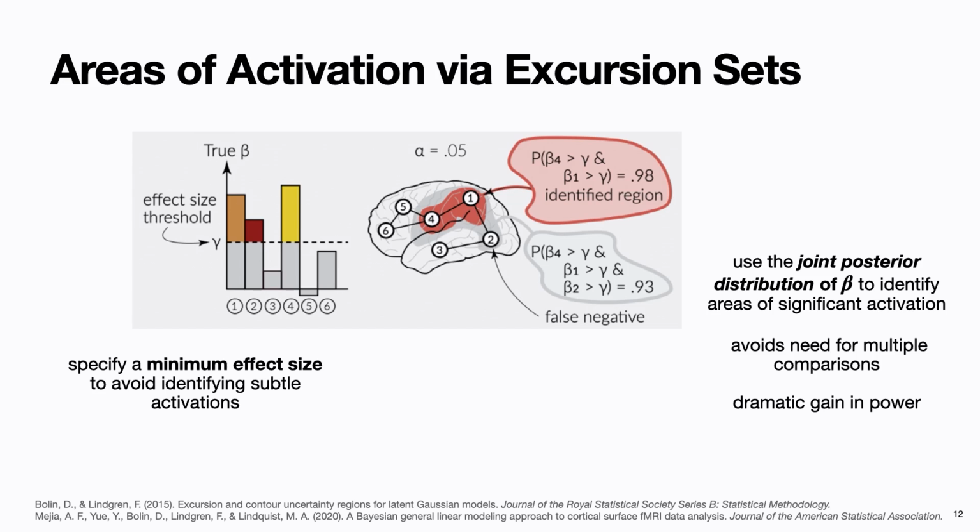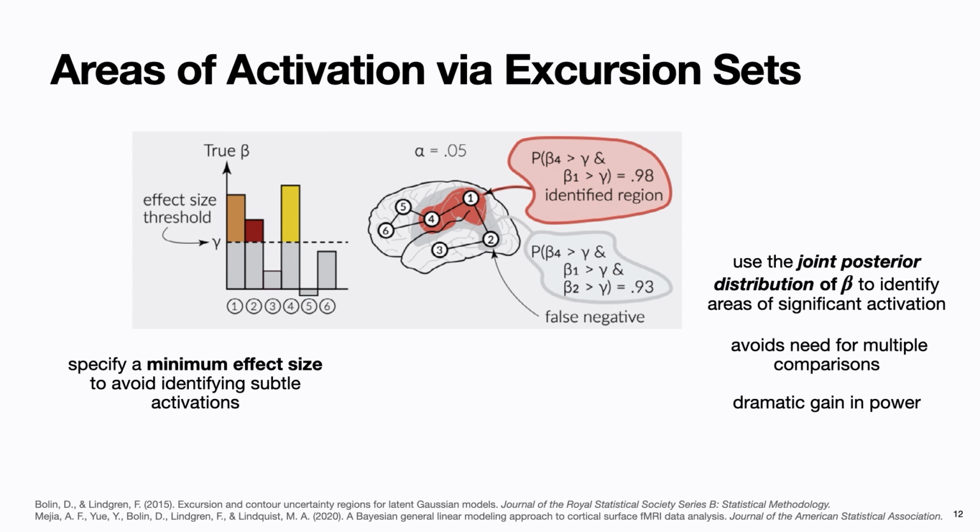One of the things that we've done in our paper is to identify areas of activation through the joint posterior distribution via an excursion set approach. And this is, I think, an important aspect of spatial Bayesian modeling because it allows us to avoid multiple comparisons, and to therefore avoid multiple comparisons correction, and to fully utilize the spatial dependencies at both the estimation and the inference step. And this actually gets us a dramatic gain in power, so much that often we find that we're identifying areas of very subtle activation.